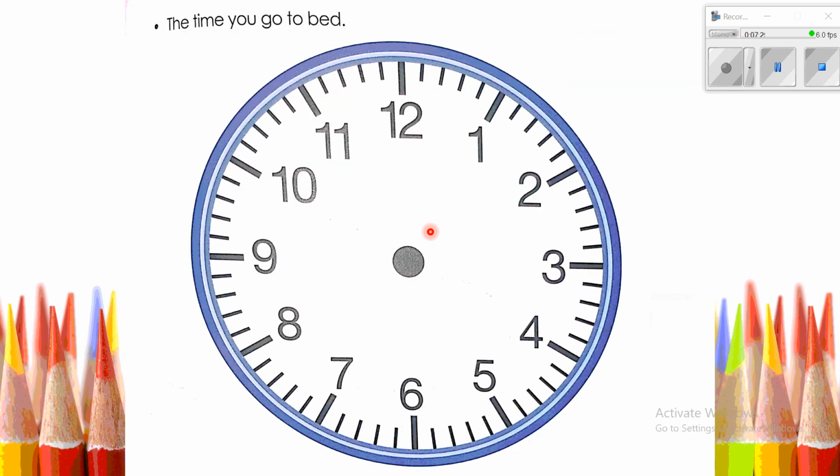So here is the clock. For example, if I want to say at which time we go to bed.